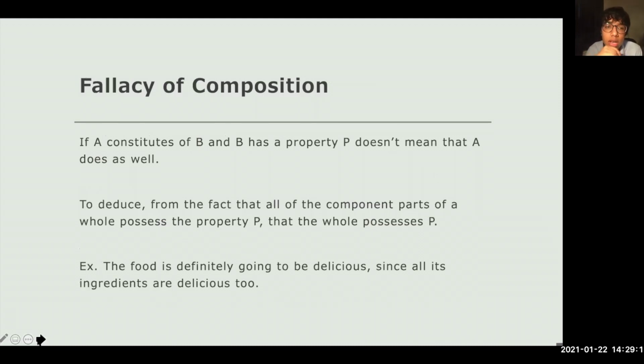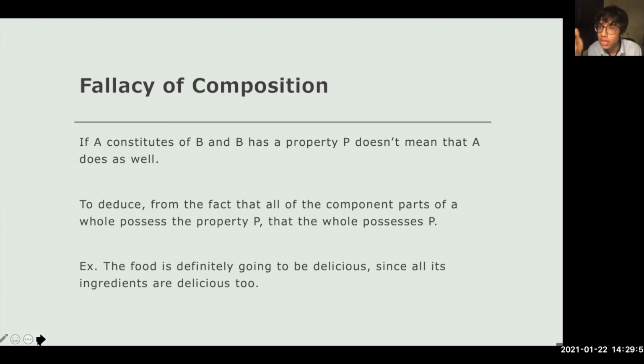Fallacy of composition, pretty simple. If A consists of B and B has a property P, that doesn't mean that A has the property P as well. It is to deduce from the fact that all the component parts of a whole possess the property P that the whole possesses it. In simple words, assuming that if the individual parts have a certain property, then the whole thing also has that property. The food is definitely going to be delicious since all its ingredients are delicious too, right?